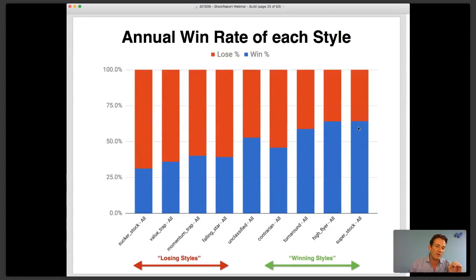Again, if you look at the win rate or the hit rate of each style, you see this sort of gradual decline. You're more likely to find a winner in a winning style share and more likely to find a loser in a losing style. This is the unclassified segment here.